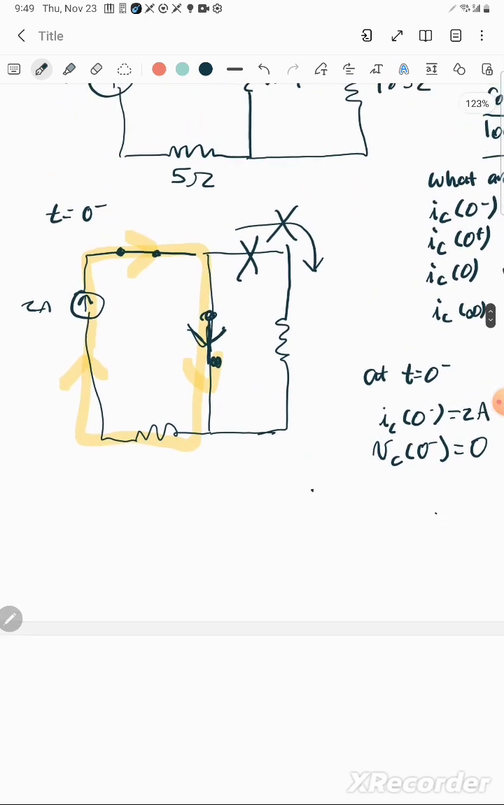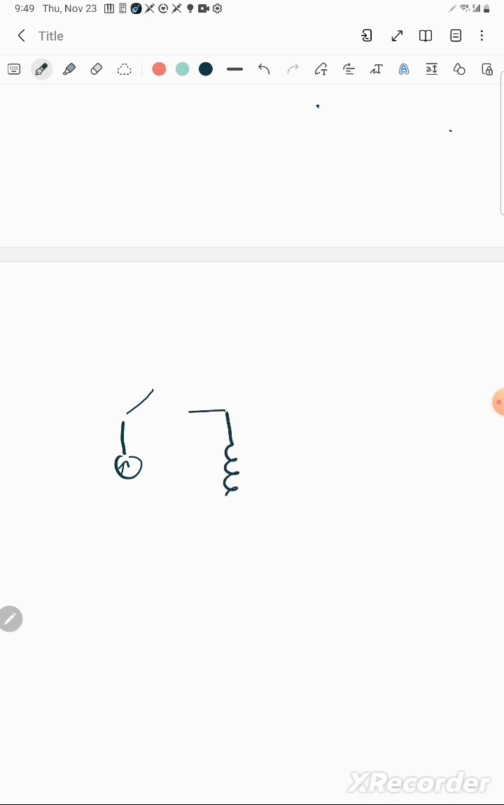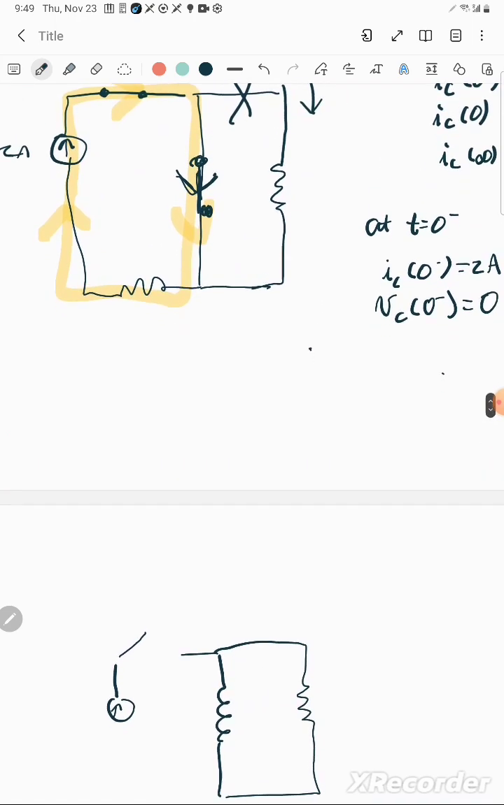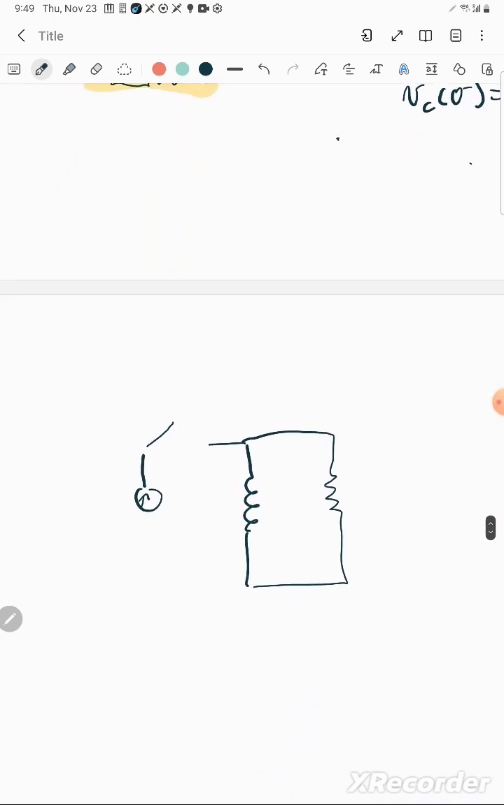So now we're looking at 0 plus. So at 0 plus, the switch is now opened. And so with the switch open, that means that the current source is no longer providing any current to the inductor. And we know that the current through the inductor has to be 2 amps.